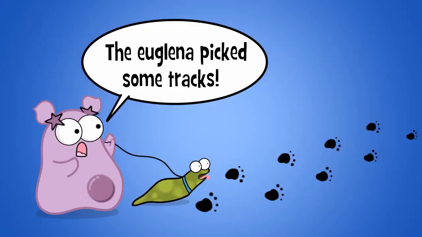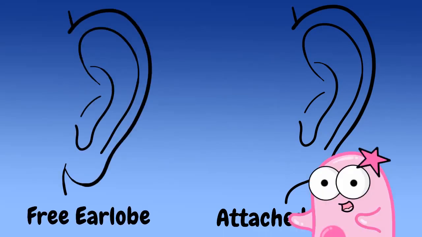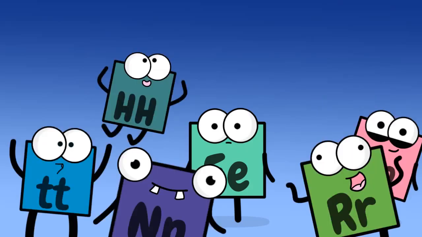So what is the trait we're tracking? Attached earlobes. Yes, you might not realize it, but look around and you'll see that humans have free or attached earlobes. Although we want to point out that there may be more than just these 2 categories for earlobes. And while this example is used often in basic genetics, there's probably more to this than just one simple gene.